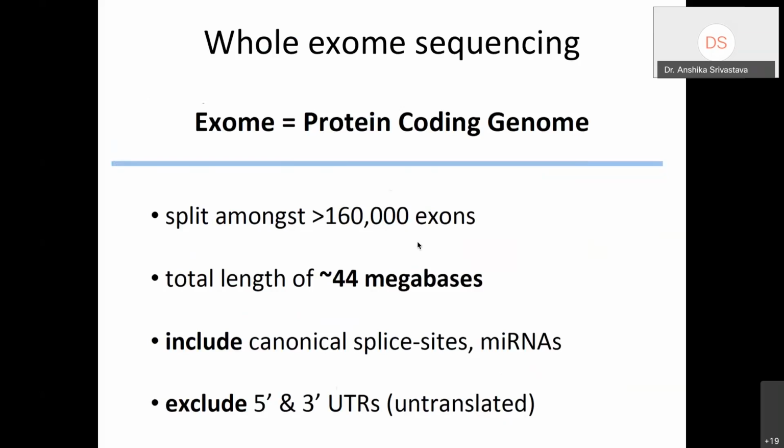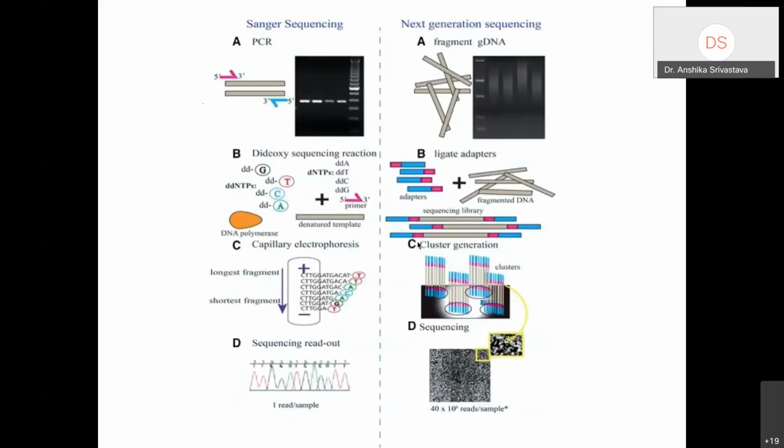So what is the exome? Exome is the protein coding genome. It is split among 160,000 exons. The total length is approximately 44 megabases, and it includes canonical splice sites and miRNA, and excludes 5' and 3' untranslated regions.